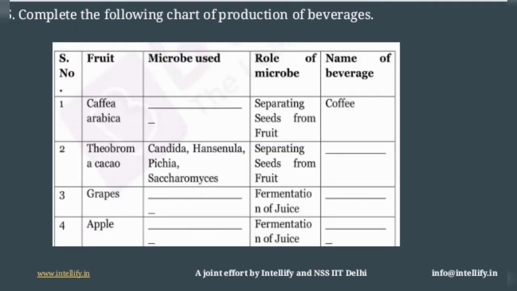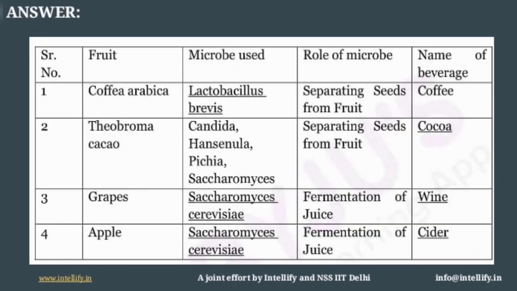Now the fifth question is, complete the following chart of production of beverages. First, the fruit is Coffea arabica. Here the microbe used is Lactobacillus brevis. The role of the microbe is to separate the seeds from the fruit. The beverage is coffee. Second one is Theobroma cacao. Here the microbes used are Candida, Saccharomyces, etc. They have the same role, to separate seeds from the fruit. The beverage is cocoa.